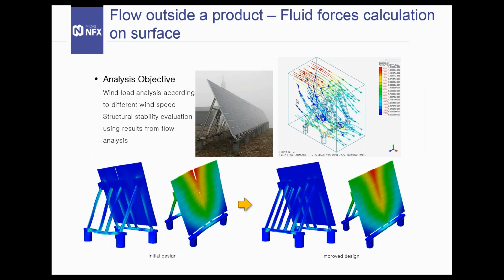So you first analyze the flow, then you get the pressure on the structural model, and then through fluid structure interaction, you have the deformation of the panel, and you can improve your design to make it more resistant, like in this case.